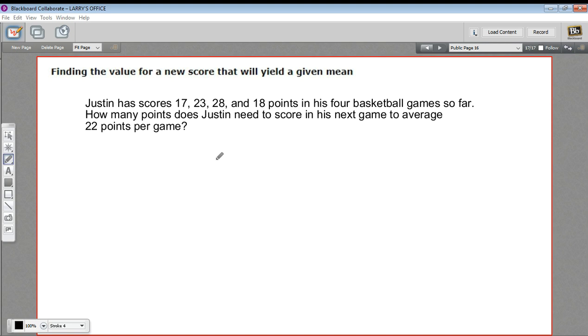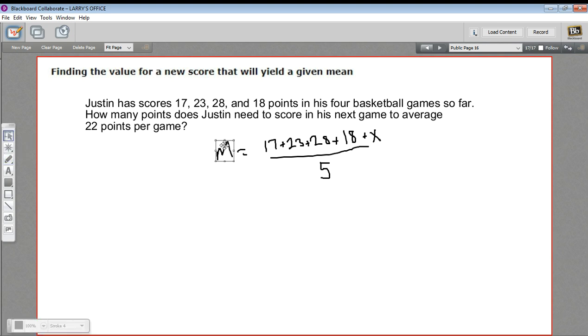When we figure out an average or a mean, we would say the mean is all of those numbers added together. So 17 plus 23 plus 28 plus 18 plus our mystery number. We don't know what it is, so I'm just going to put in x for that. Then we'd add all those together and divide by the number of numbers there are, and there would be 5. Well, we know that we want that mean, that average, to be 22. So instead of a big M out here, I'm going to put in 22.